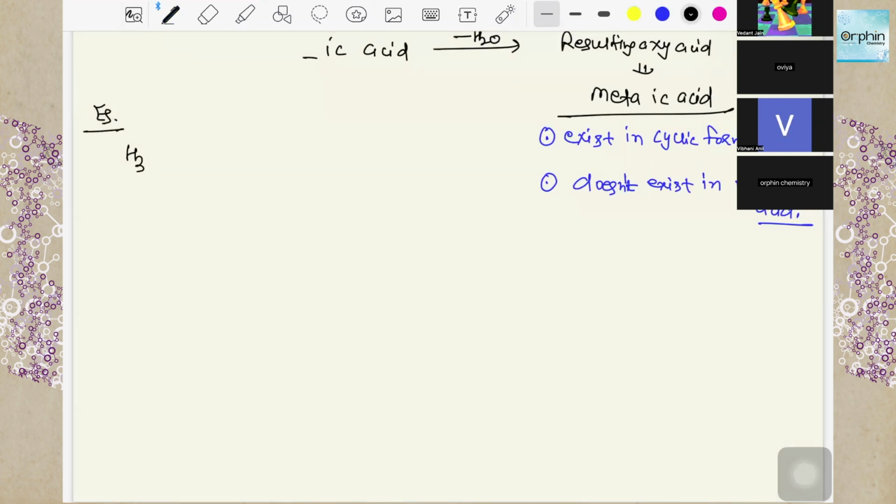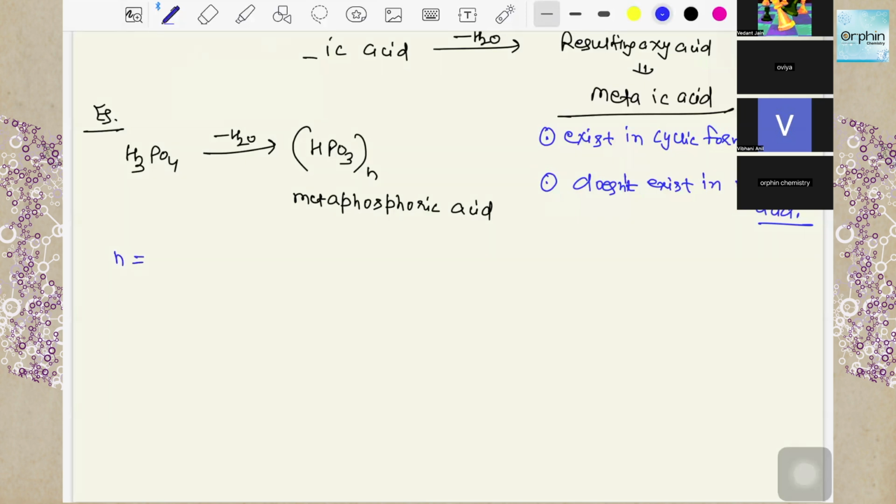Let us take the example. Suppose we have H3PO4 here, phosphoric acid. If we remove water from here, it will become HPO3. Now this HPO3 molecule will not exist independently. HPO3 does not exist, but its dimer, trimer, those can exist, right? And this is known as metaphosphoric acid.